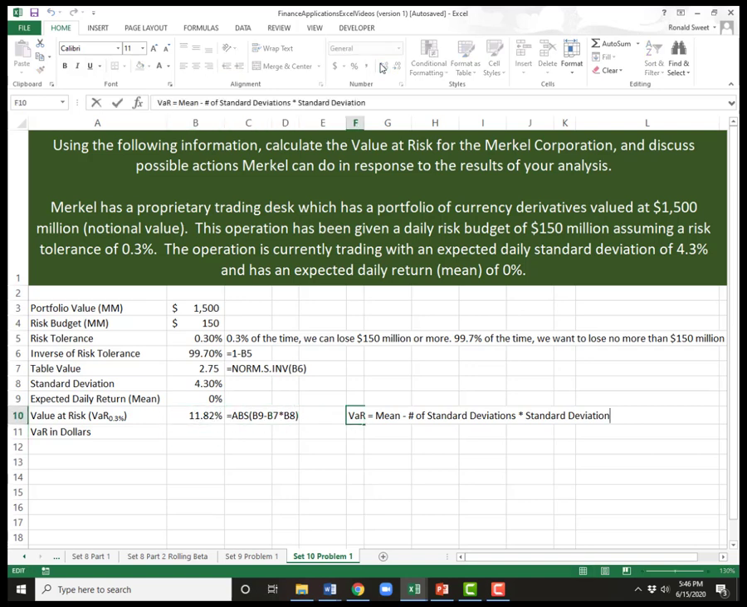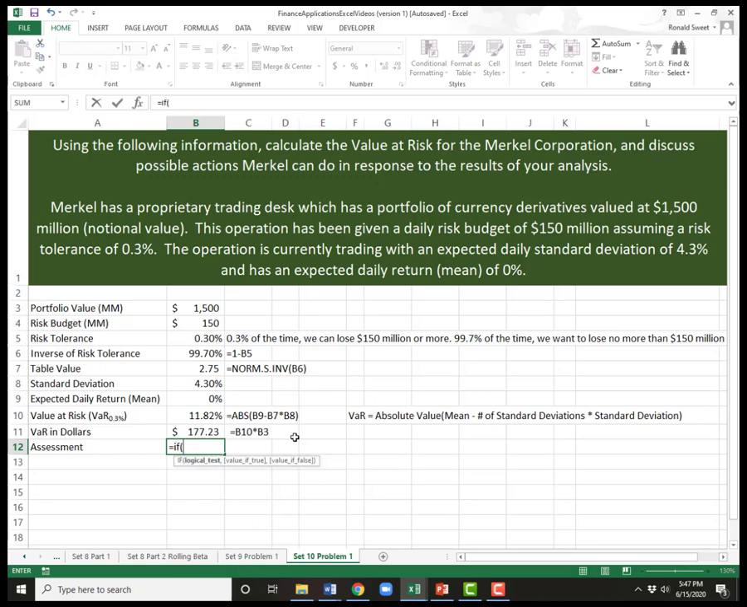So let me put this over here, and so it's the absolute value of this formula. We do it in dollars. All we have to do is do the value at risk times our portfolio value, and there we see that our VAR in dollars is 177 million. Let me get you the number back. 0.23. Then you do the assessment.